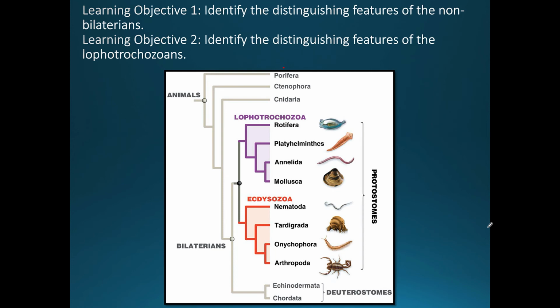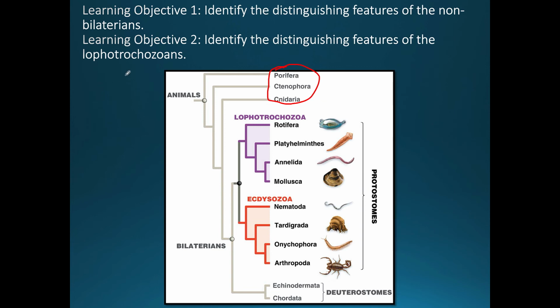The first one is to identify and distinguish features of the non-bilaterians. And the non-bilaterians are these first 3 phyla: Porifera, Ctenophora, and Cnidarians. The rest of the phylum listed here are bilaterians.